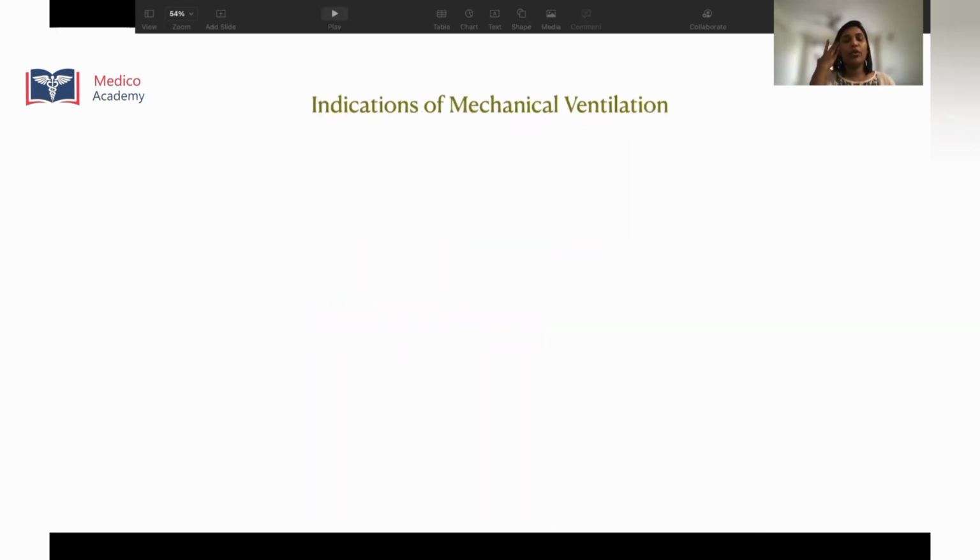Now, before we go into NIV specifically, let's also discuss the indications of mechanical ventilation. Suppose you type the indications of mechanical ventilation on Google, you'll find n number of answers. And even your textbooks will give you a lot of indications of mechanical ventilation, which is difficult to learn by heart and then reproduce as PGs. So I would like to help you by simplifying the indications of mechanical ventilation.